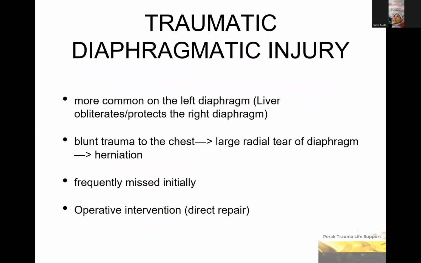Next is traumatic diaphragmatic injury. It is more common to occur on the left diaphragm because on the right side, there is the liver that can protect the right diaphragm. Usually it results from blunt trauma to the chest that causes a large radial tear of the diaphragm and causes herniation. It is frequently missed initially. For definitive treatment, the patient will need operative intervention.